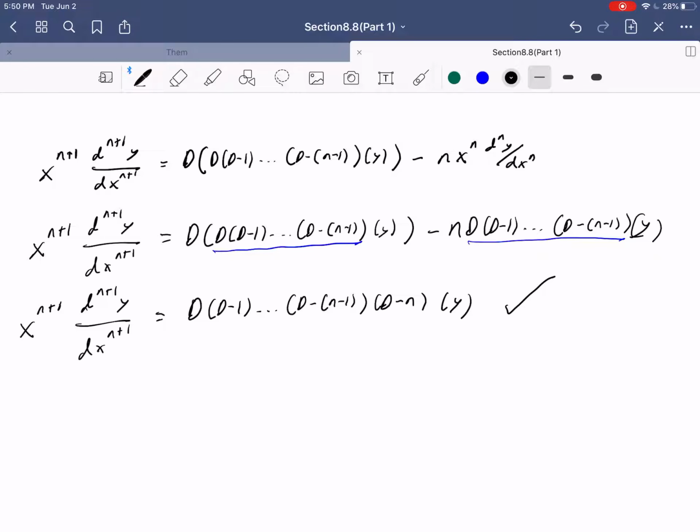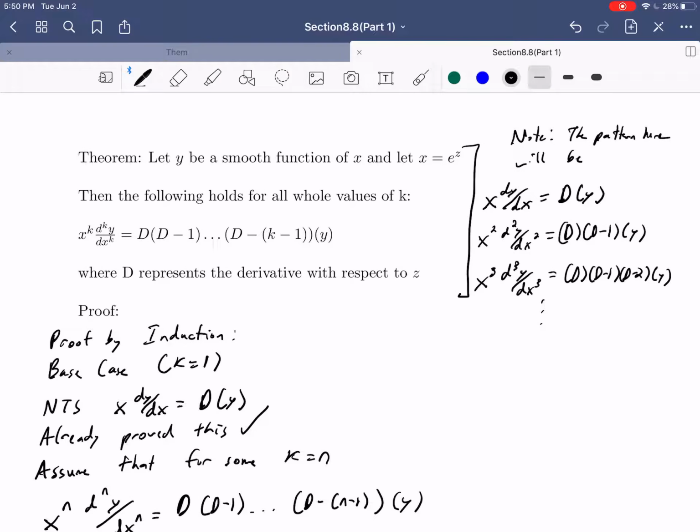Check. So we proved that this is going to hold in general. So we've just shown via a proof by induction that this relation is going to hold whenever you do this substitution, which basically means, as we said here, you're going to have this summary, right? x dy/dx can be thought about as d of y. x squared d^2y/dx^2 is going to be d(d minus 1) of y. x cubed, d(d minus 1)(d minus 2). If you add x to the fourth and the fourth derivative of y with respect to x, then you'd have something that would involve d minus 1, d minus 2, and d minus 3, so on and so forth. This will hold for any whole value of k.